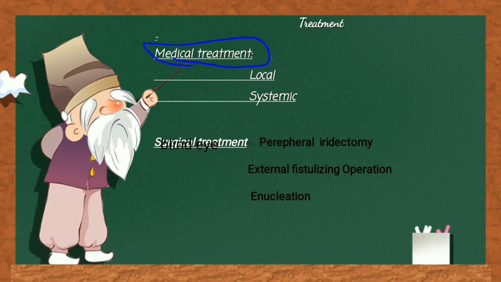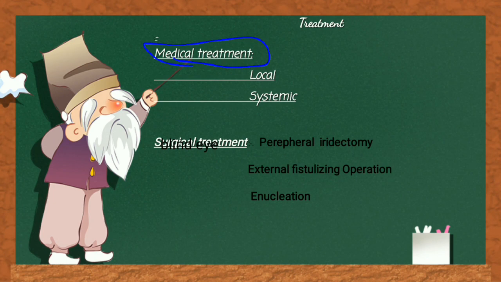aqueous humor formation. We also use a dehydrating agent like mannitol 25%, 1 gram per kg, used with caution in patients with kidney or heart failure, because the effect of mannitol is to increase the osmotic pressure inside the blood, so the fluid inside the spaces of the body will drain to the blood.